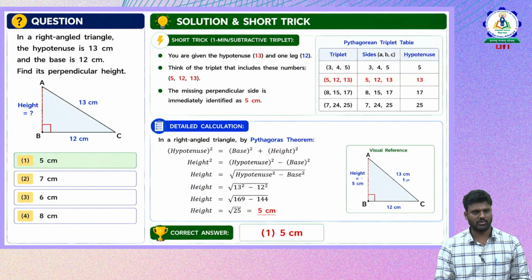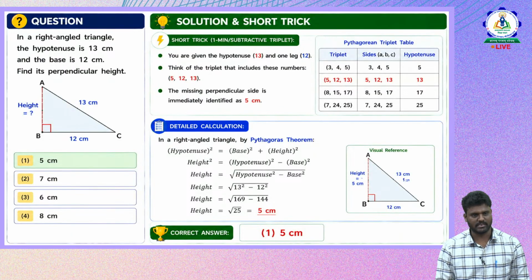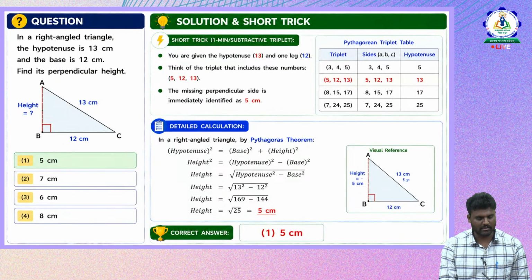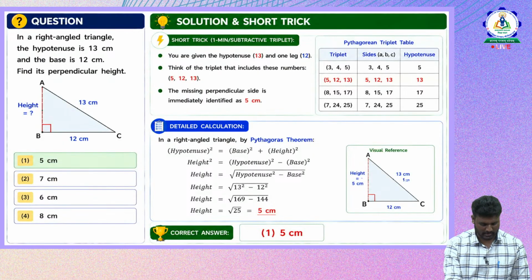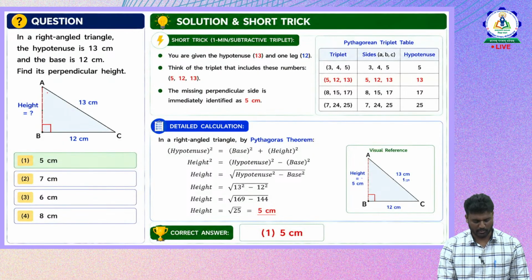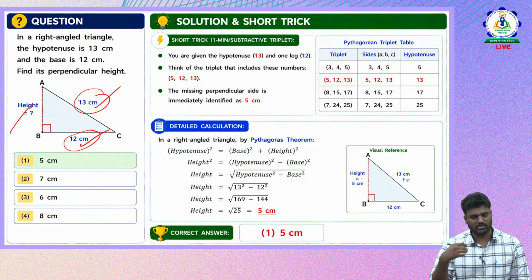Now the next question is: in a right angle triangle, the hypotenuse is 13 centimeters and the base is 12 centimeters. Find its perpendicular height. Try to draw the right angle triangle ABC. The hypotenuse is given as 13 centimeters and the base is 12 centimeters. Now they are asking you to find the perpendicular height. So we know that, if you see 12 and 13 again, something should immediately come into your mind.